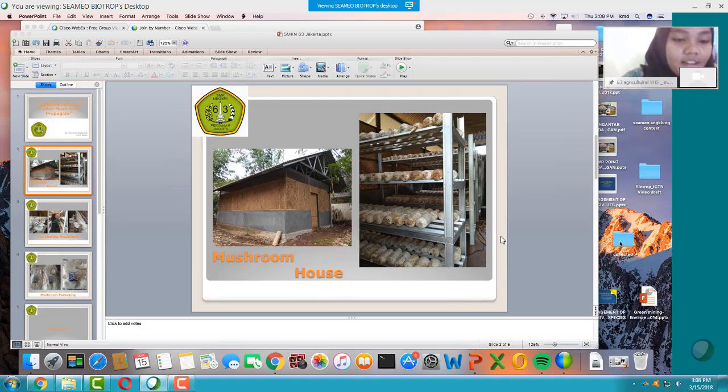In the first month, we get about 100 kilograms for 1,500,000 rupiah. We have not yet made an analysis of our net profit, because it's new for us. It's new for our school.